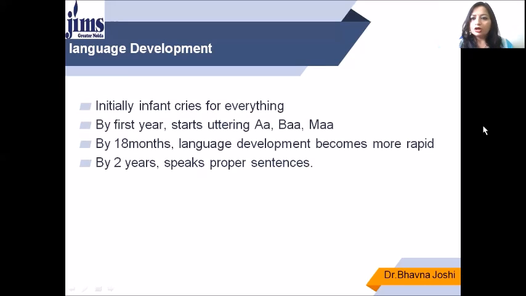It is not an unusual thing, and it is not something a parent needs to be worried about. Some children take time to speak. They start speaking at 2.5 years or 3 years also. So this is the graph, the statistics which I have given regarding uttering of words, language development and proper sentences. This is for an average child.